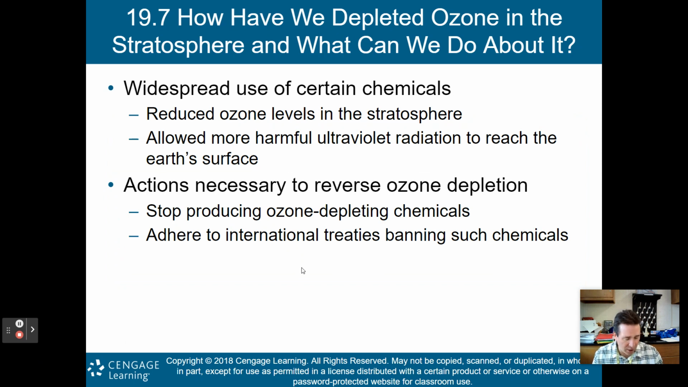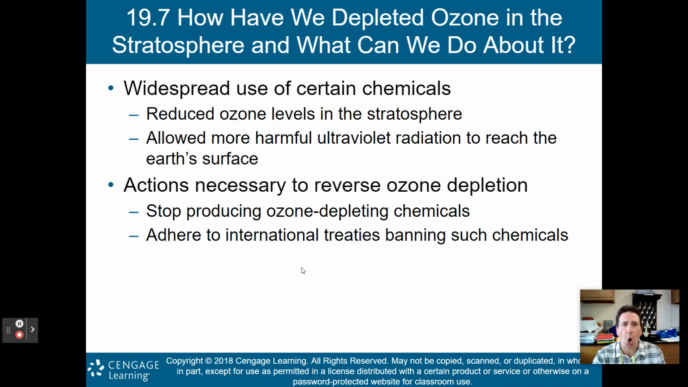All right. Final part of this chapter is to talk about ozone. Again, in the stratosphere, ozone is good for us as it blocks the ultraviolet radiation from the sun, which produces cancer. On the surface of the earth, however, ozone is an air pollutant and actually can be very bad for our lungs. So, how have we depleted ozone in the stratosphere and what can we do about it?